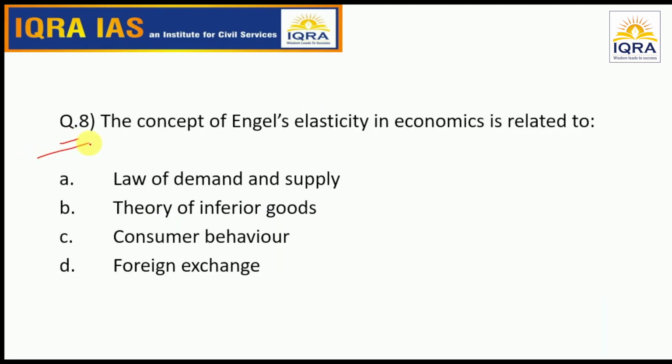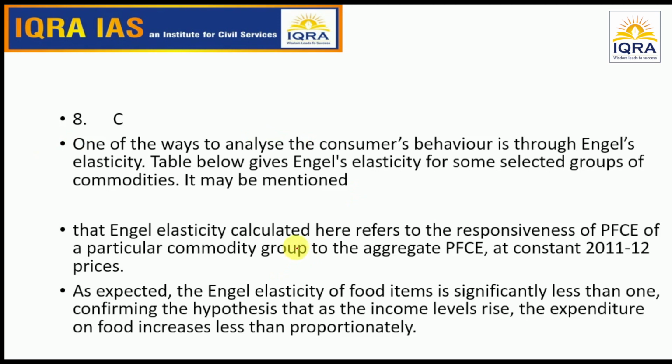Question number 8 is on Engel's elasticity in economics. It is related to demand and supply, inferior good, consumer behavior, foreign exchange. Very direct question. Engel's elasticity is always used for consumer behavior. Not going into how it is calculated, but in general, as the income level rises, the expenditure on food increases, but not in the same proportion. So this is Engel's elasticity.